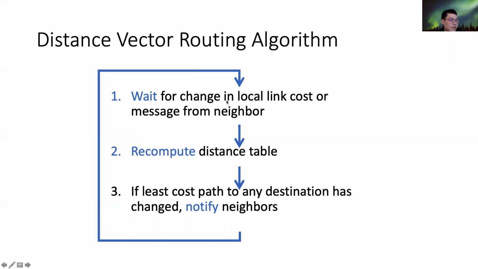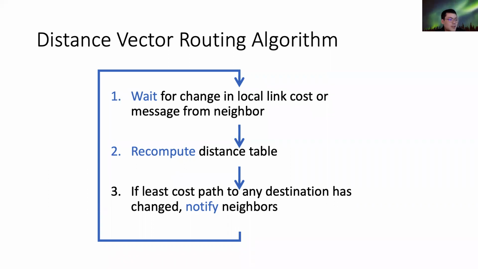So if there's a change in your local link, you first wait, you don't do anything because there's no change. But as long as you have a change in your local link, which means your adjacent links, or you get a message from neighbors, because a neighbor may detect this change and send some message to you, then you will be awakened to propagate the information to others.